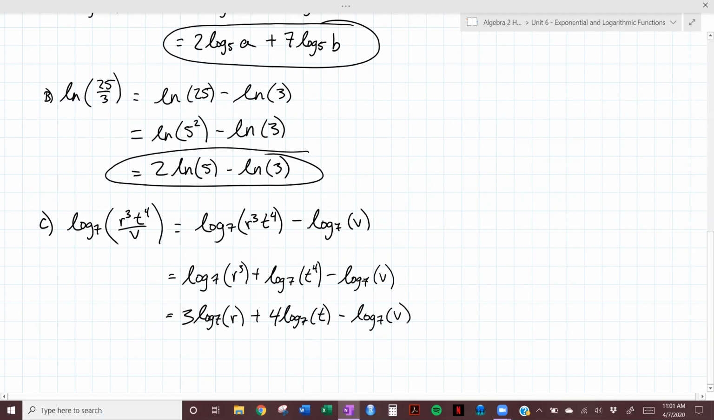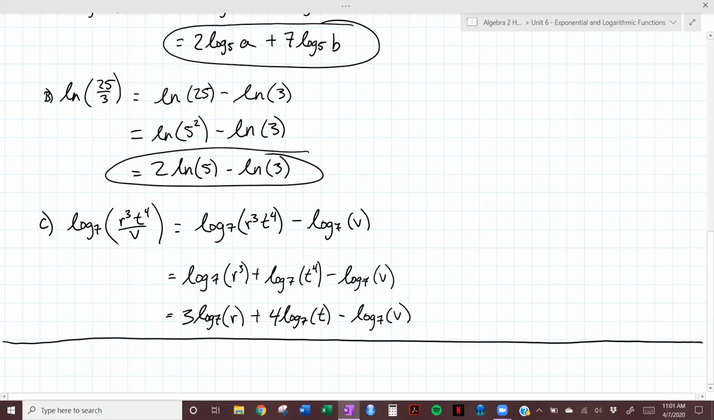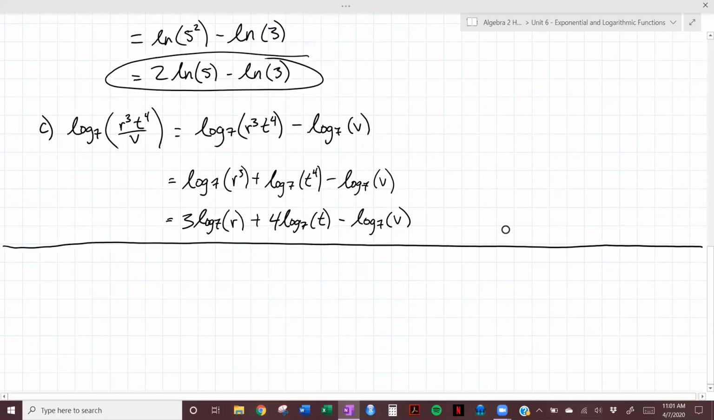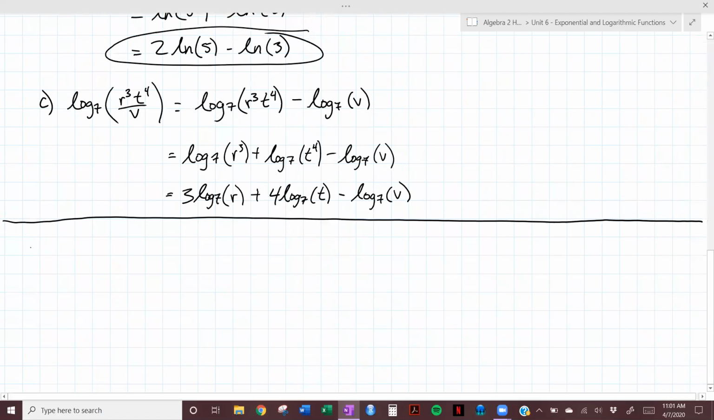Okay? So you can expand, but you can also combine. So that's what I'm going to do next. We want to combine it into a single logarithm. Okay? A single logarithm. So this is going to be example 2.